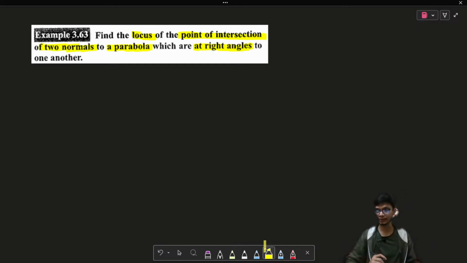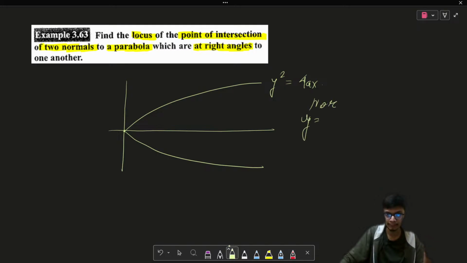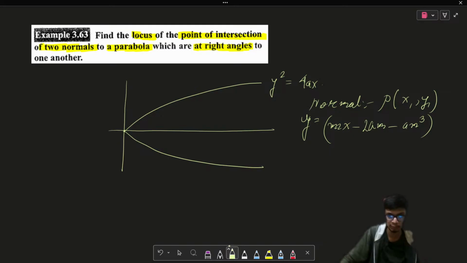What you have to find out is the point of intersection of two normals which are at right angle to each other. What does this mean? Let us take a standard parabola, y square is equal to 4ax, and let us write down the equation of the normal at any point P, let us say x1, y1. That can be given in slope form, that is y = mx - 2am - am cube. This is the equation of the normal at any given point P.